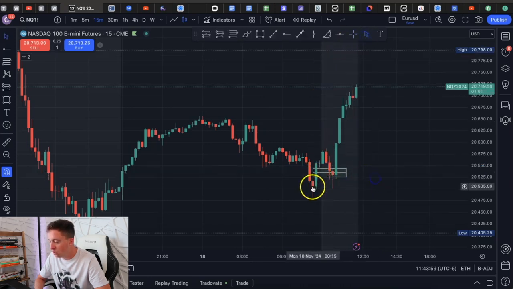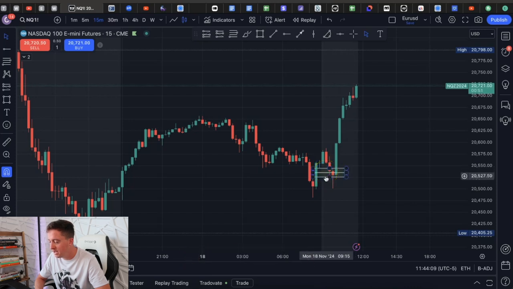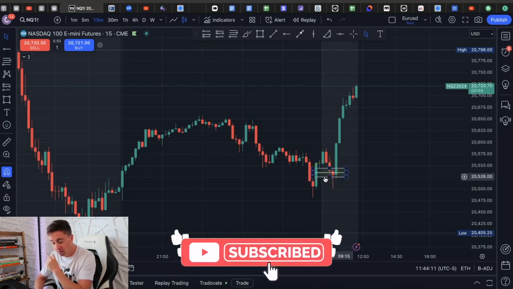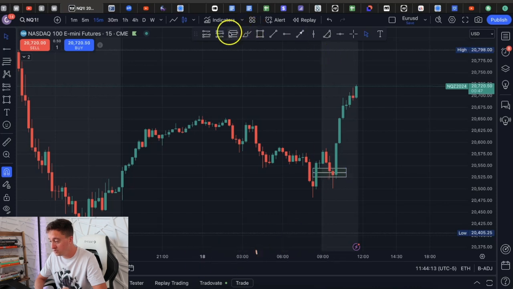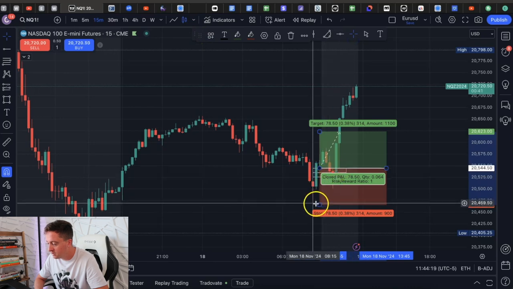So we have 1, 2, 3, 4, 5, 6. Notice how the 6th candle hits the FVG. It hits the top, the middle, and the bottom of it. Now, once again, if we were to go into a trade right here, guys, this is how we would set it up. What would we do? Have our long position set right here.